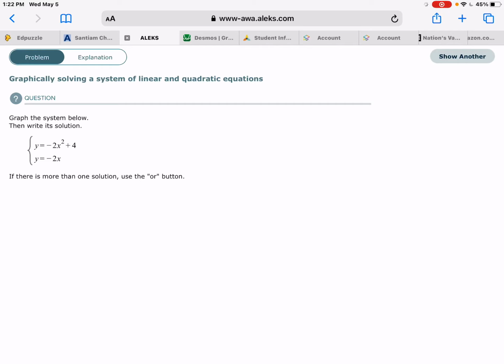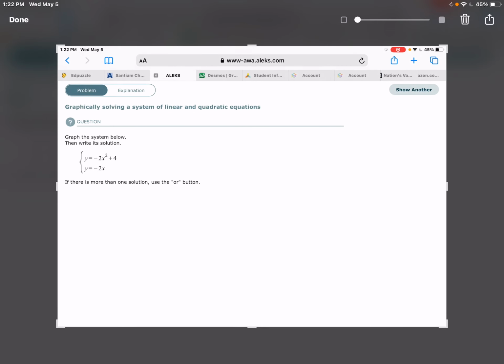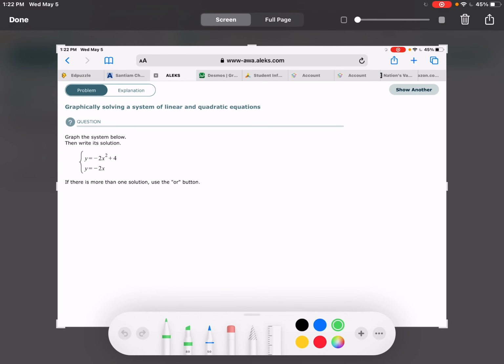Let's talk about graphically solving a system of linear and quadratic equations. So we're going to draw this kind of rough, and then I'll show you the pretty version in Desmos, since I believe when you do these problems in ALEX, what you're going to look at is a nice graph on graphing paper.